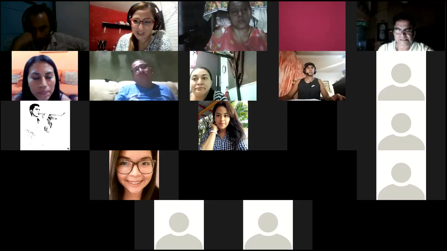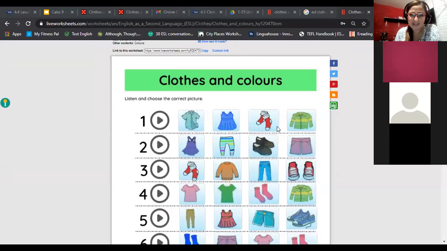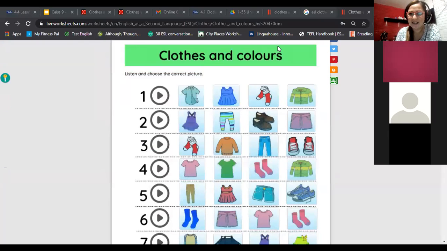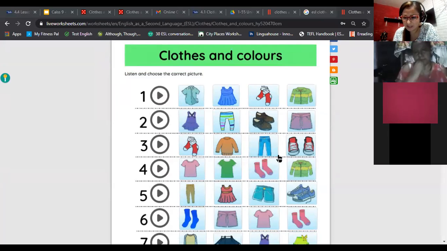Okay, we almost finished. I'm just going to share this exercise with you. It's with audio. Yo voy a darle play y ustedes me dicen qué es lo que escuchan de estos cuatro. It includes color, includes items. Let's listen.